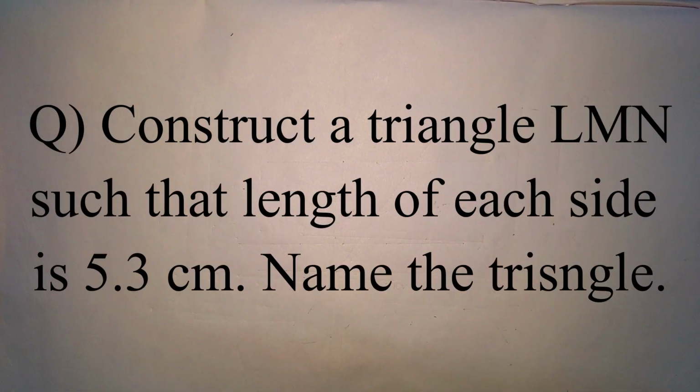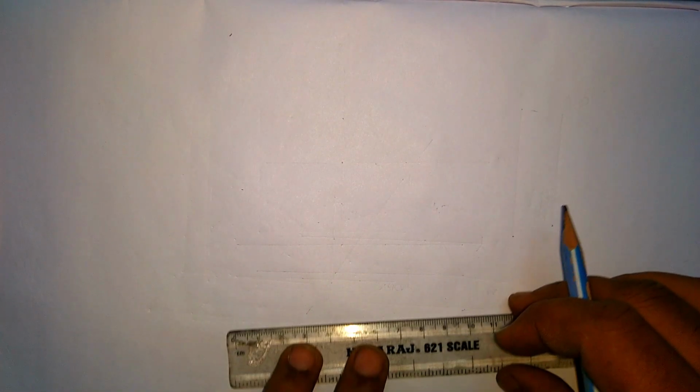Question is, construct a triangle LMN such that length of each side is 5.3 centimeter. You have to name the triangle. So by the question we can understand that if the length of all sides of a triangle are equal, then it will be an equilateral triangle. So let us draw the triangle. It is given each side is of 5.3 centimeter.